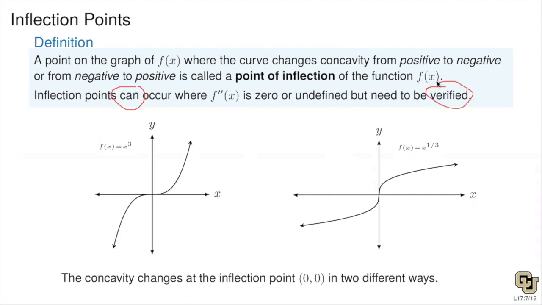We have to actually check the concavity. We have to check and see, does the second derivative go from negative to positive or positive to negative? It's possible to have the second derivative be equal to 0, but not have a point of inflection. So a curve like this that's concave up and then concave up again is not going to have a point of inflection. Or a curve like this where it comes up, but then it goes back down. That's not going to have a point of inflection. That's going to be concave up.